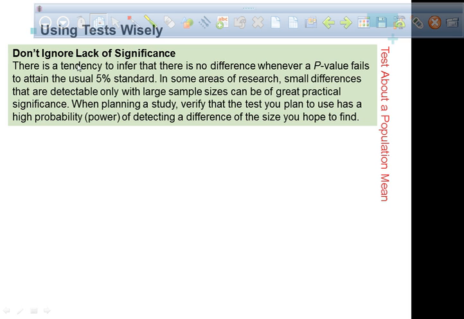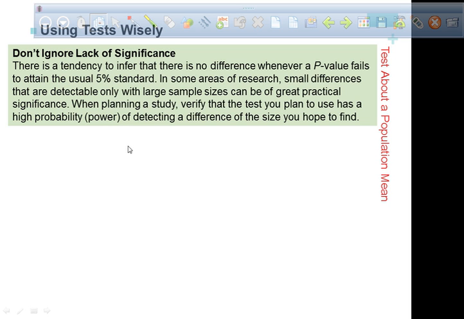So here it says, don't ignore lack of significance. There is a tendency to infer that there is no difference whenever a p-value fails to attain the usual 5% standard. In some areas of research, small differences that are detectable only with large samples can be of great practical significance. When planning a study, verify the test you plan to use has high probability, or power, of detecting a difference of the size you hope to find. So you want to make sure that you have a high power.